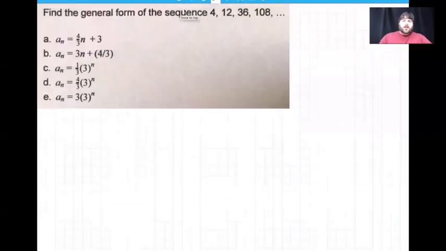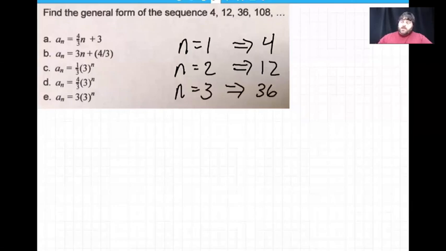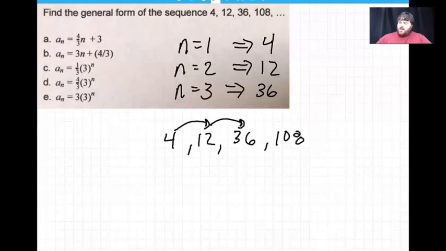All right. So find the general form of the sequence 4, 12, 36, 108. All right, so first of all, you could use guess and check here. You could plug in n equals 1, and you better get 4, the first term in the sequence. You could plug in n equals 2, and you have to get 12. When you plug in n equals 3, you'd have to get 36, and so forth, okay? But really, this is not a difficult sequence to generate. All right, what am I multiplying by? You see how we're not adding the same number each time, right? This is not an arithmetic sequence. This is a geometric sequence. We're multiplying each number by 3 to get the next number.